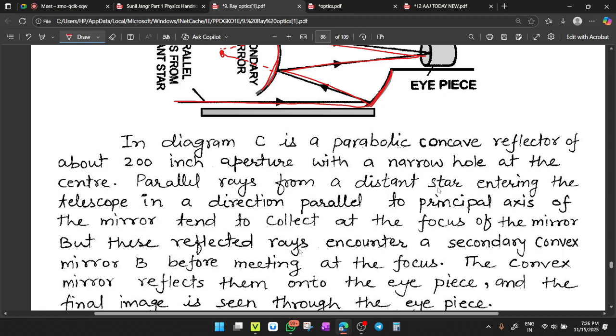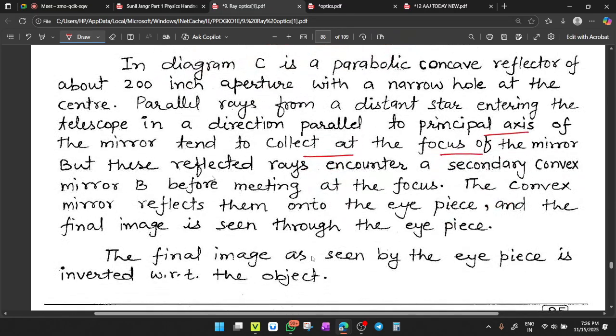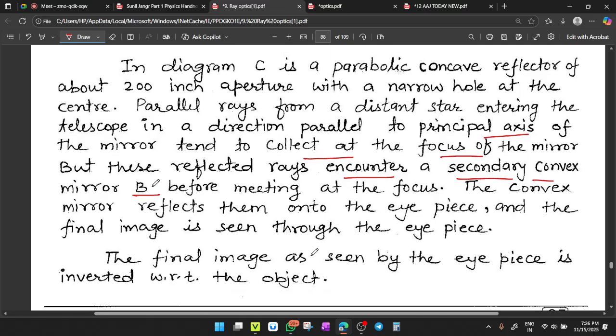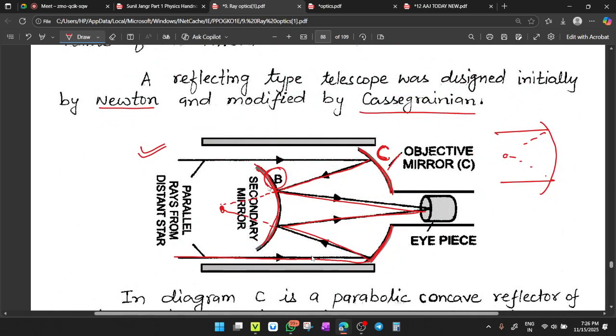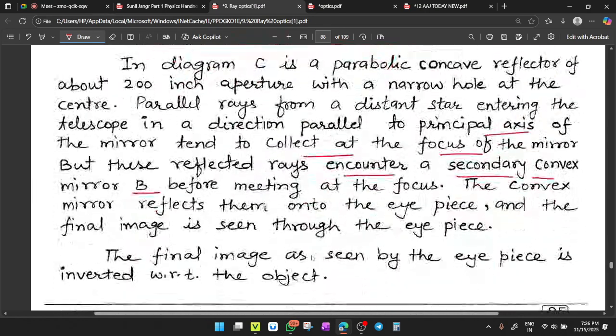Parallel rays from a distant star entering the telescope in a direction parallel to the principal axis of the mirror tend to collect at the focus of the mirror. But these reflected rays encounter the secondary convex mirror B. Before meeting at the focus, the convex mirror reflects them into the eyepiece and the final image is seen through the eyepiece.